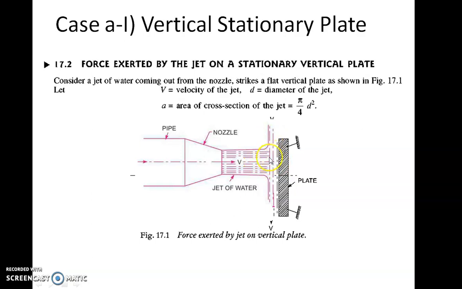While for y direction, the initial velocity is 0 because there is no velocity in y direction, and the final velocities are divided into two, one going upward and one coming downward. So we are not interested in finding the force in y direction, but we are interested in the force in the direction of the jet, so in x direction. That's why we will consider only the velocity in x direction.